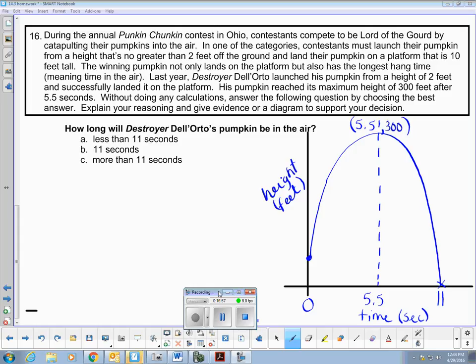So if this pumpkin is actually landing on a platform that's 10 feet off the ground, 10 feet off the ground would be right here, it has to land there in less than 11 seconds. So how long will the pumpkin be in the air? I'm going to go with choice A, which is less than 11 seconds.